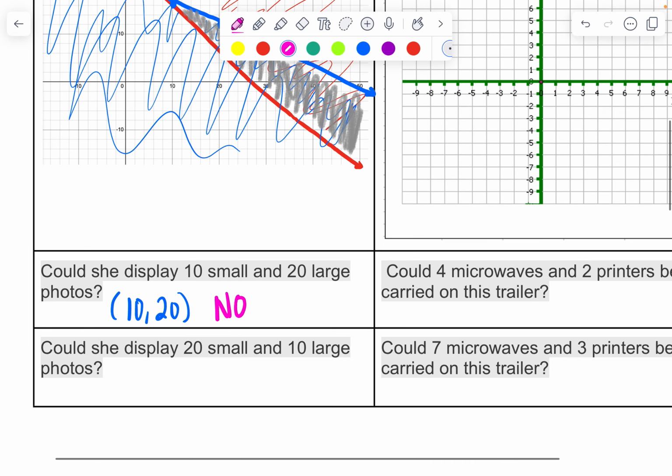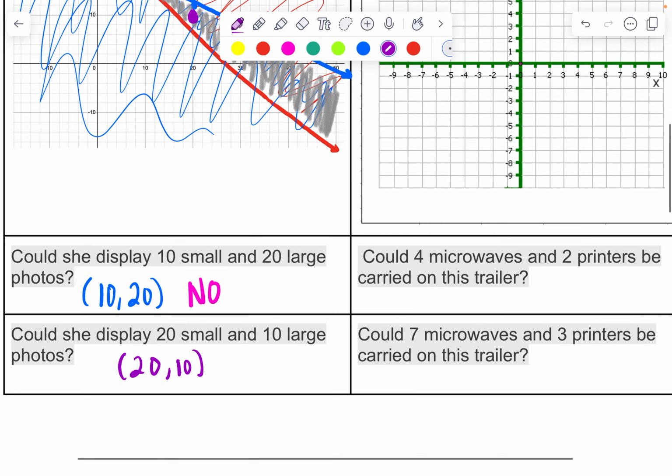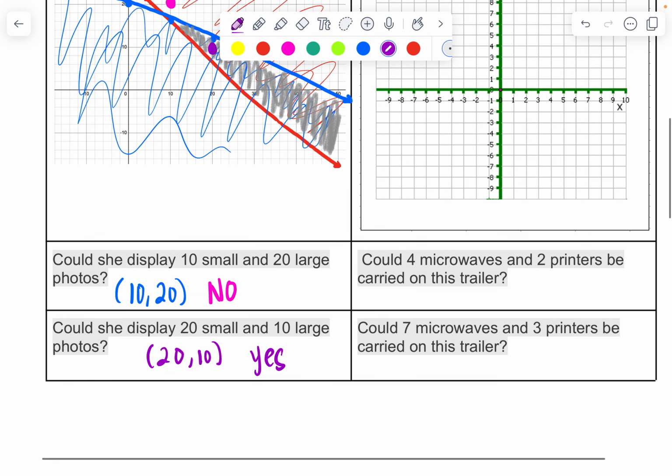Could she display 20 small and 10 large? So 20, 10, we'll see if that's in our shaded area. If I go over 20 and up 10, that's right here. It is in our shaded area. So yes, she could display 20 small and 10 large.